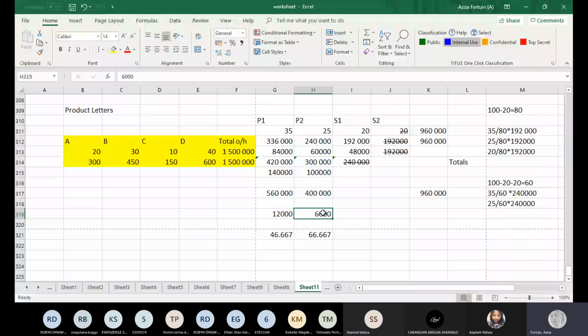Okay, let's go to our book and look at, let me just see which one it is that I wanted to do.